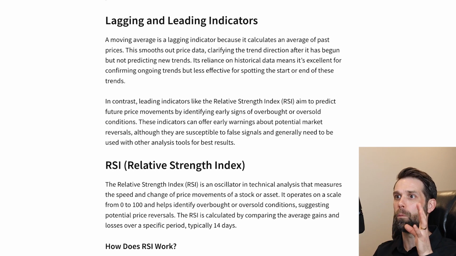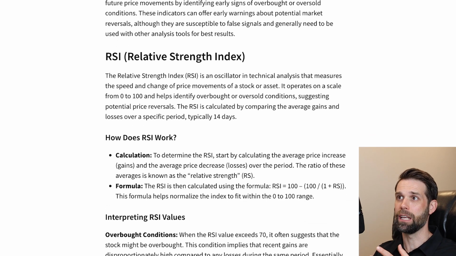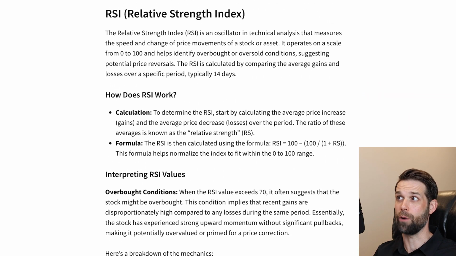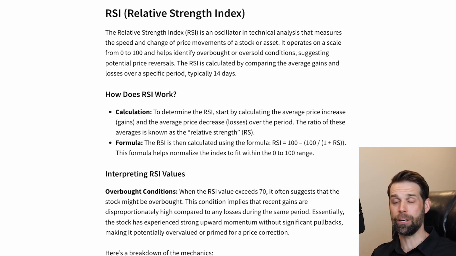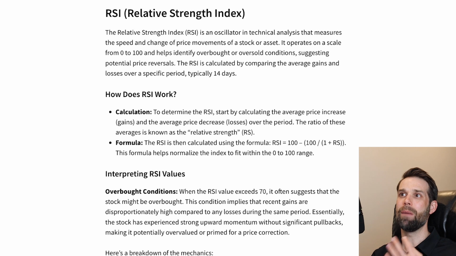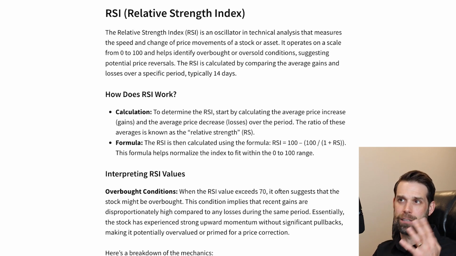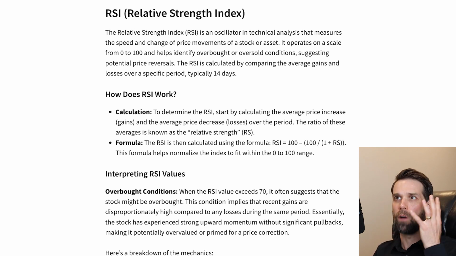So moving on, one of the most popular leading indicators is this RSI, relative strength index. This is an oscillator, and basically what it does is it measures the speed and change of price movements of a stock. It operates on a scale of 0 to 100, and it helps identify overbought or oversold conditions, suggesting potential price reversals. This RSI is calculated by comparing the average gains and losses over a specific period. It's usually 14 days.